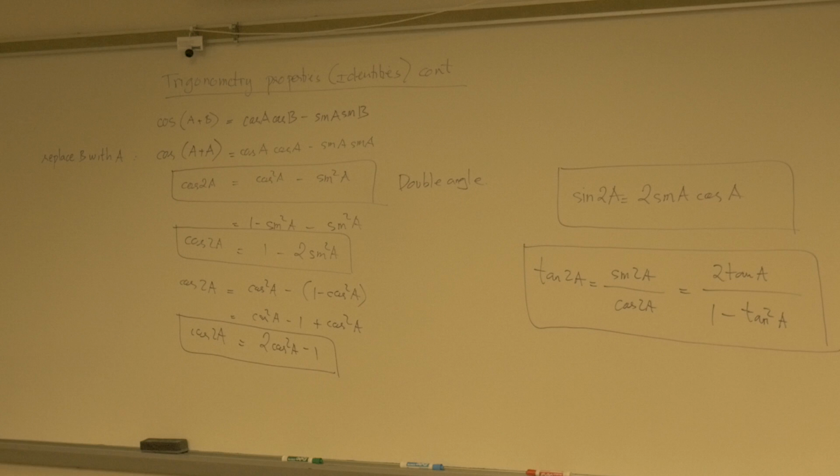Okay. So if the question gives you some information with the double angle, and they want you to calculate the trigonometric function or trigonometric ratio in the single angle, then of course you have to use this identity. Okay.